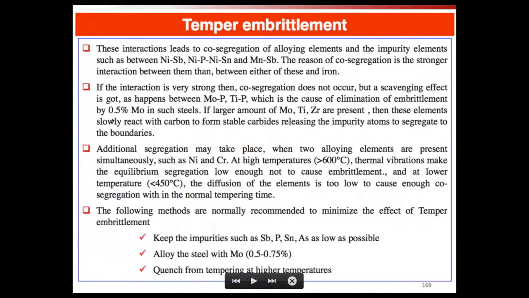The other thing to know is that molybdenum and titanium and zirconium are present. Essentially, you get a scavenging effect, right? They essentially have the same attraction to the impurities, but it's much stronger, and they don't precipitate at the grain boundaries, right? So the idea is we need to keep these impurities as low as possible, right?